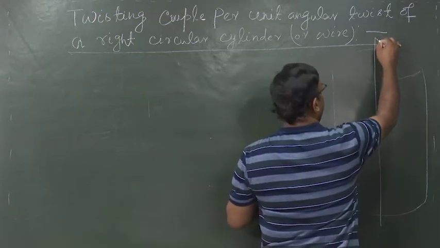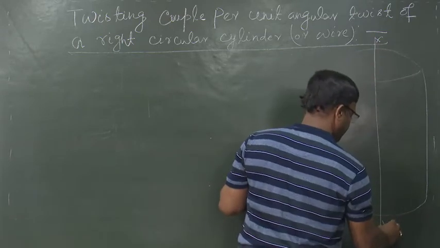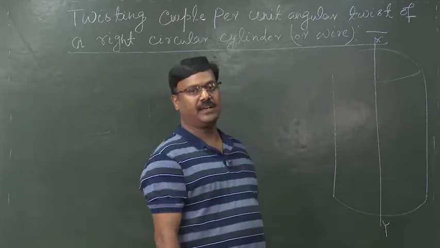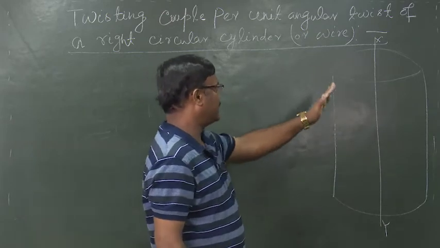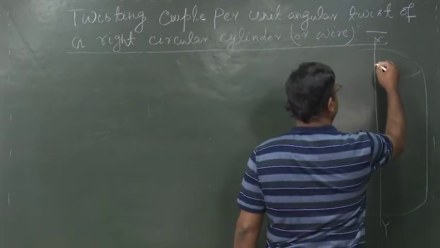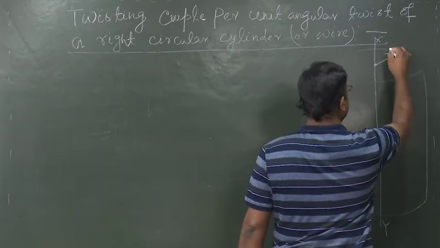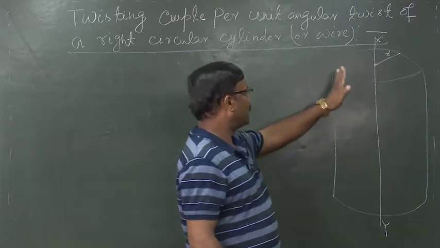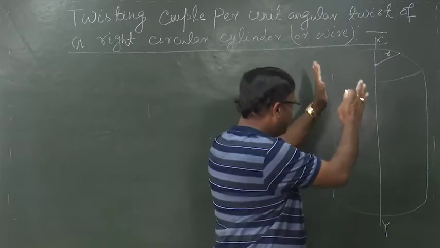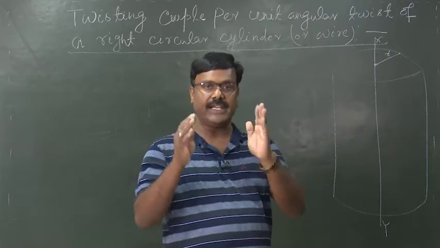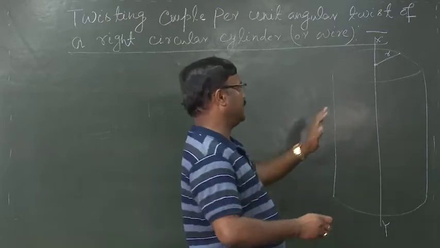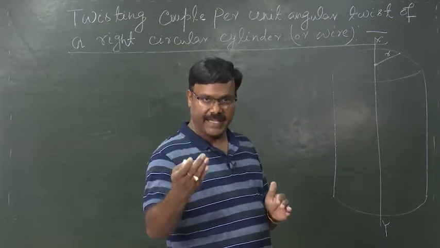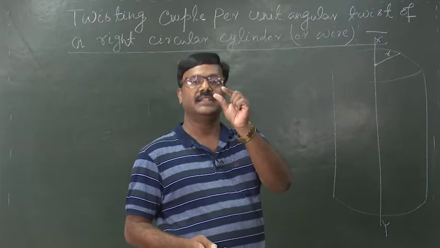Let this axis xy pass through the center of this right circular cylinder. The radius of this circular cylinder is r. What we have to do? We have to first consider a small element of the cylinder at a distance x having thickness dx.